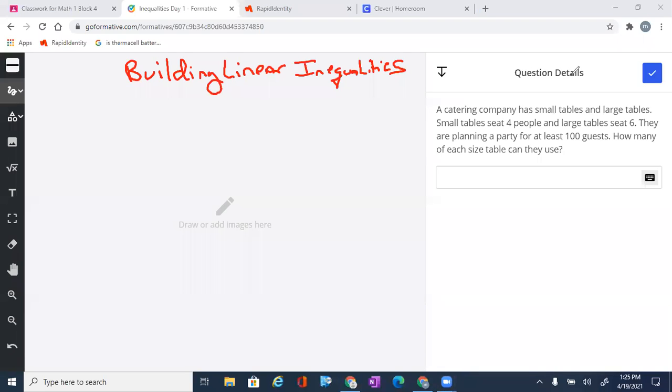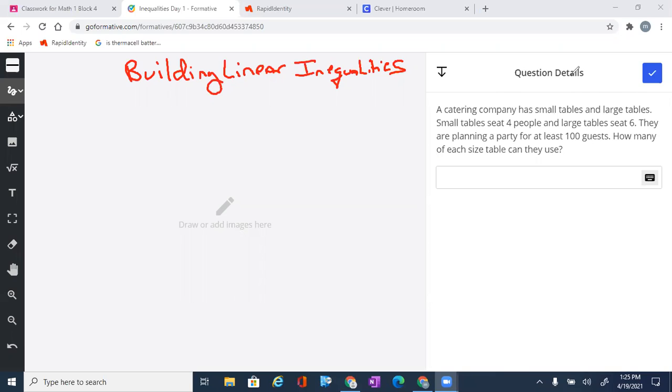All right, we're going to build linear inequalities today. And when we build these linear inequalities, we're going to be making one statement that has two variables in it. Okay? So a catering company has small tables and large tables.